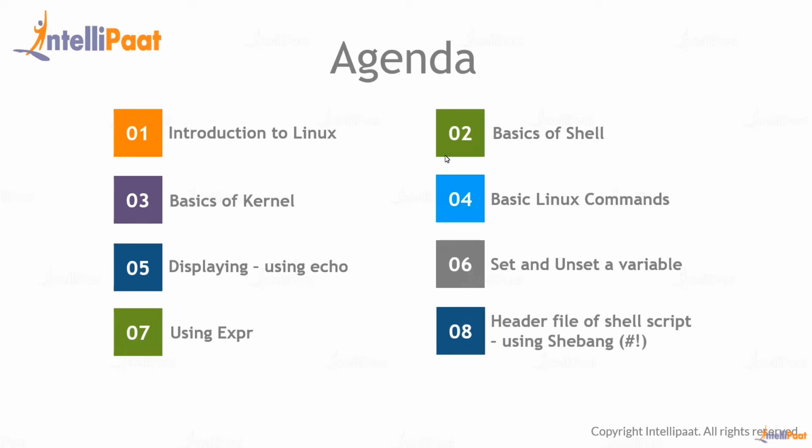And finally, we'll be learning the header of a shell script: the shebang, which is the hash and the exclamation mark together. We'll be learning about that too, because in every single shell script, you will have to add this. If you don't add it, it will automatically consider it as hash, exclamation and /bin/sh. These things we'll be understanding in the next session.